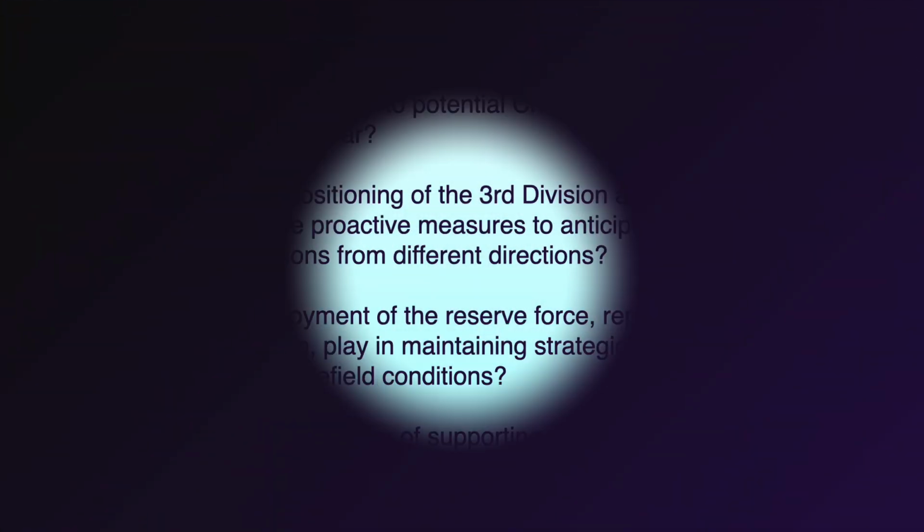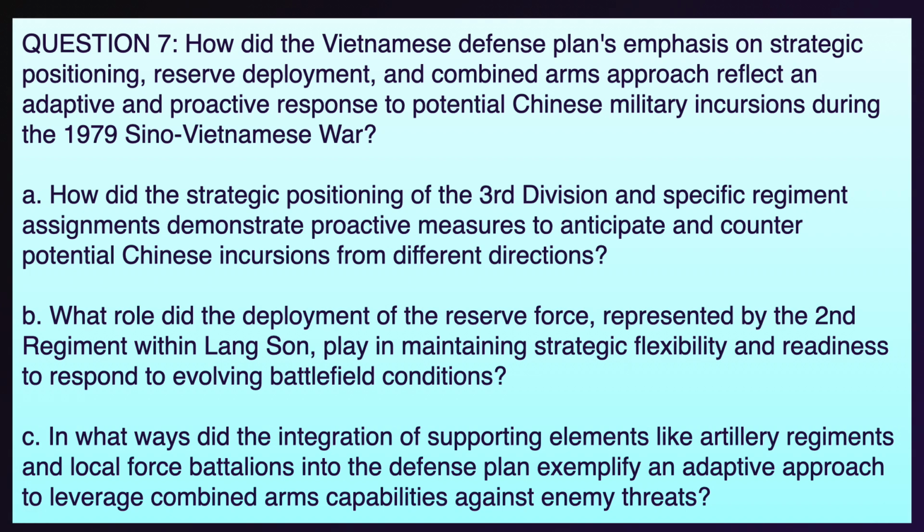Question number 7, which states: how did the Vietnamese defensive plan, emphasizing strategic positioning, reserve deployment, and a combined arms approach, reflect an adaptive and proactive response to potential Chinese military incursion during the 1979 Sino-Vietnamese War? Under this, Part A, which states: how did the strategic positioning of the 3rd Division and specific regiment assignments demonstrate proactive measures to anticipate and counter potential Chinese incursion from different directions?